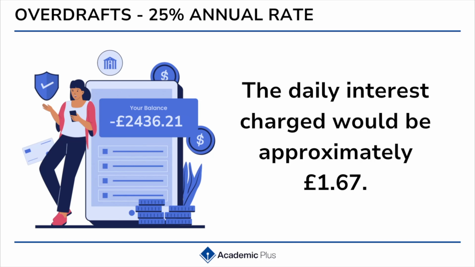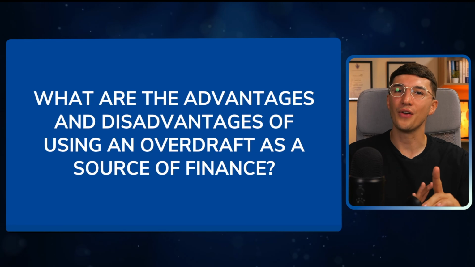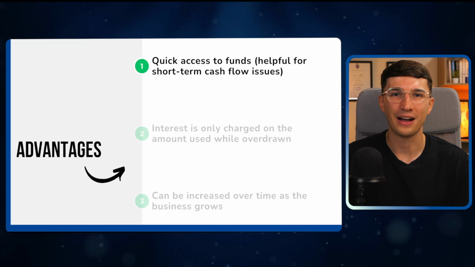So what I've done is I've applied a 25% annual rate. So the daily interest is 0.25 divided by 365. And then I take that value times £2,436.21. So it's approximately £1.67. So what are the advantages? What are the disadvantages then of using our bank overdraft?